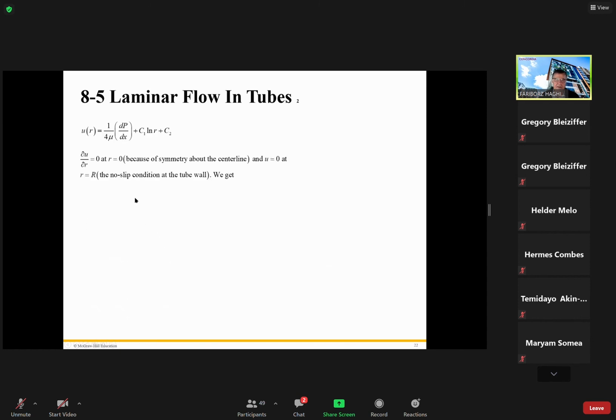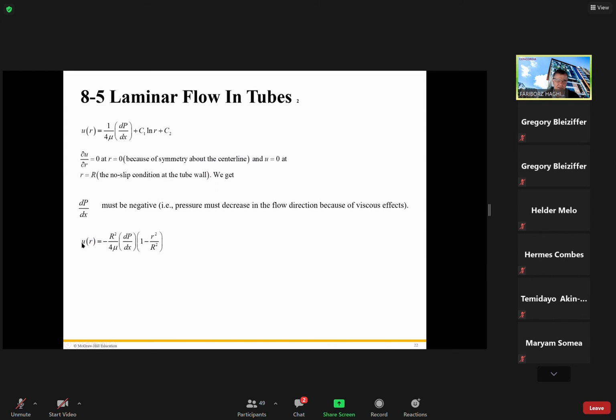Therefore, here at the R, this velocity is 0 because of the no-slip condition. If I replace in this expression, I get this expression. Again, I mentioned here dp over dx is constant. This is very important to remember, okay? Therefore, this value is constant.